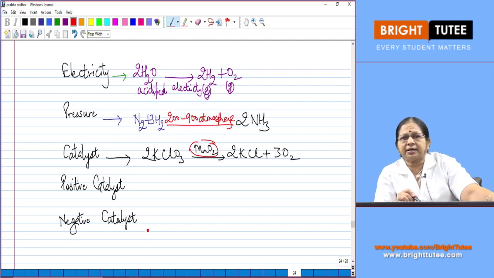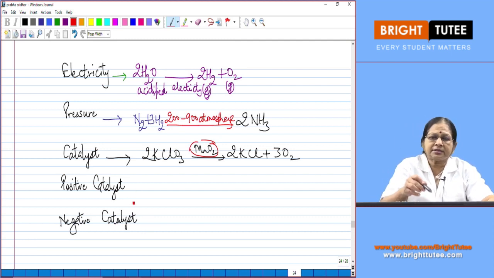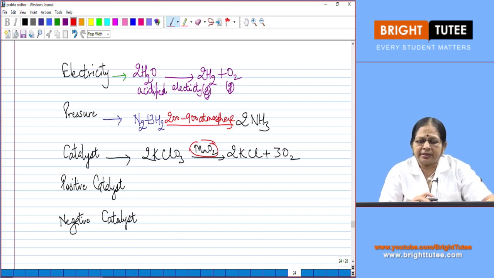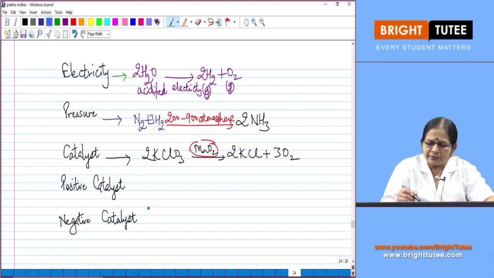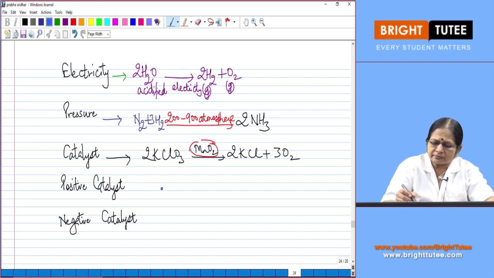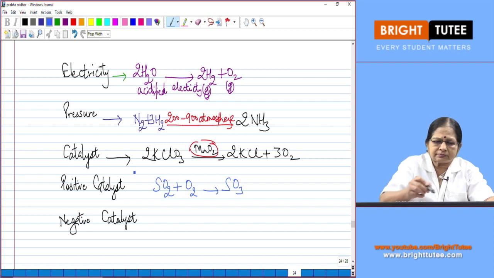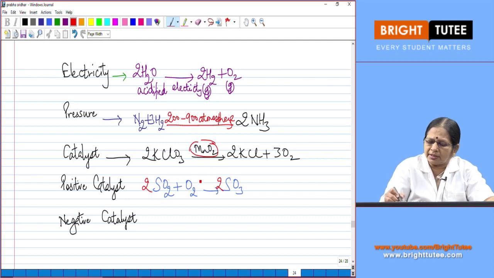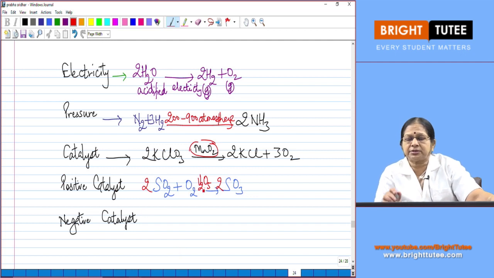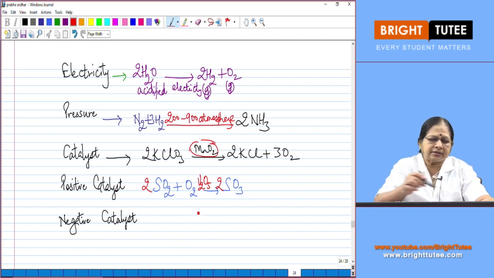Now what is a positive catalyst and a negative catalyst? A positive catalyst improves or increases the rate of reaction, but a negative catalyst will retard the rate of reaction. An example is the reaction where sulfur dioxide oxidizes to give sulfur trioxide. The catalyst used in the reaction is vanadium pentoxide. So, vanadium pentoxide is a positive catalyst, it increases the rate of reaction.